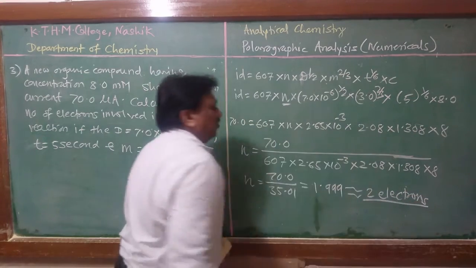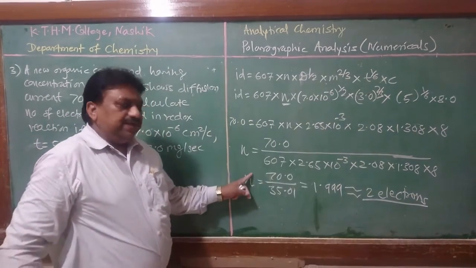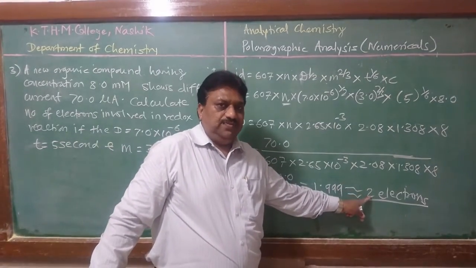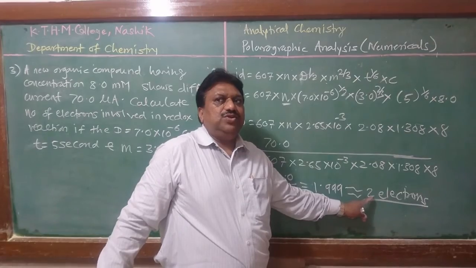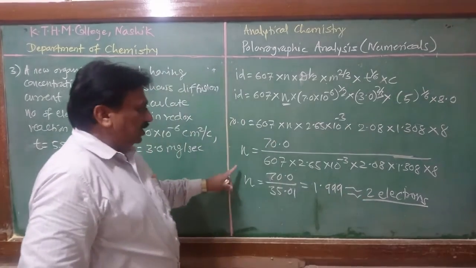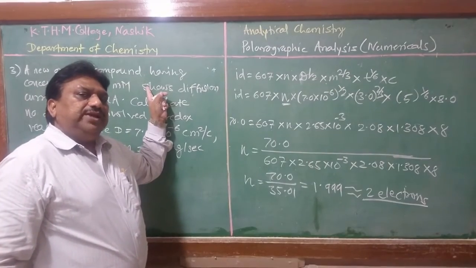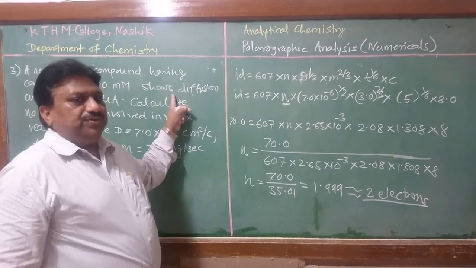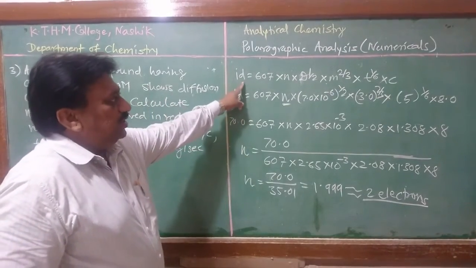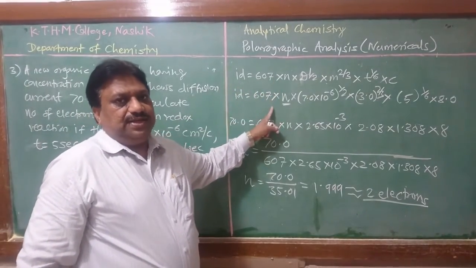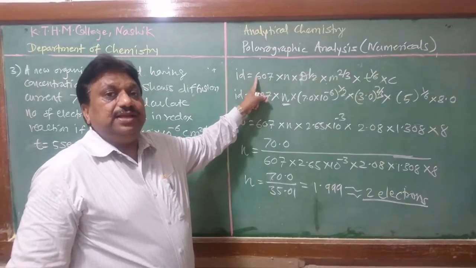So that organic compound is reduced by means of 2 electrons. Therefore, it is a reduction with 2 electrons. In this way, we can find out the number of electrons involved in the reduction reaction of a particular analyte if we know the diffusion current, concentration and all other factors related in the equation.